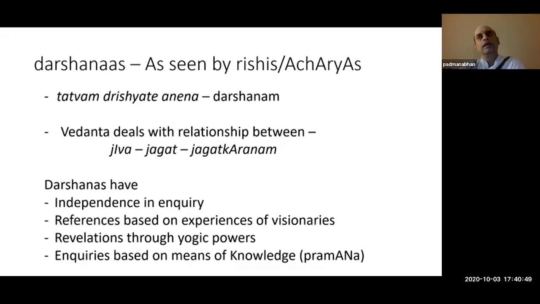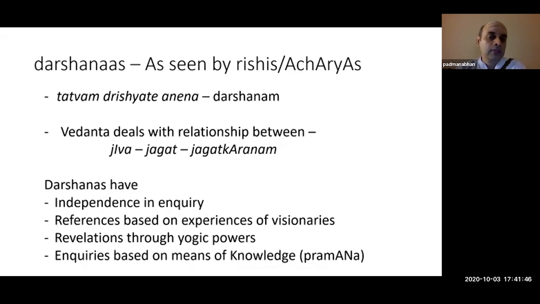In general, the darshanas have an independence in inquiry. When they inquire into the various shastras, they have an independence, so the results may not be the same. One darshana can have one belief, the other darshana can have another belief. It's possible to have that. The references on the darshanas are based on the life of those darshanikas, the people who thought about it and experienced it, whom we call visionaries. In some cases they reveal the beauty or the explanation of the shastras through their yogic powers. And the most important thing is that it's not just what they think and say, but it is all proved by authentic sources of knowledge, which we call the pramana.